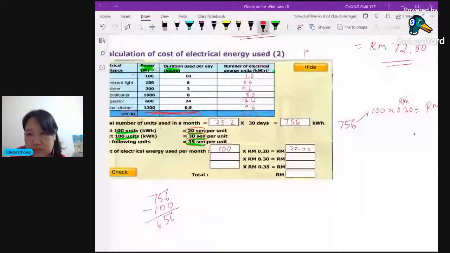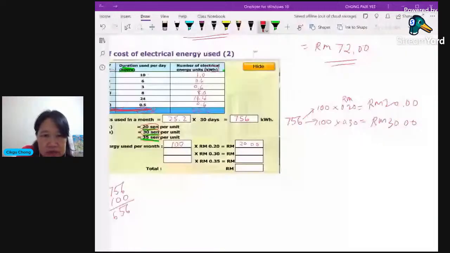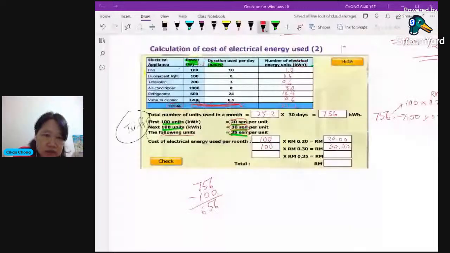Right? So the more electricity you use, the more expensive it will be, you know. So try to save if you can. Now this will be 30 ringgit. So here, the next 100 is counted at 30 cents, not 20 cents already, more expensive. And what about the next one? The following units, the remaining. Now you've taken 200 out, isn't it? You're left with another 556, haven't calculated.